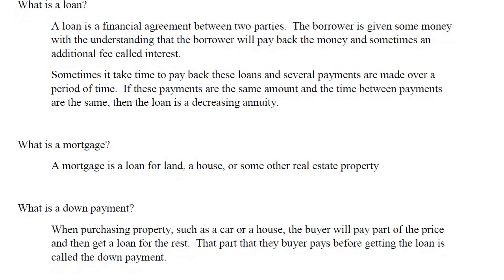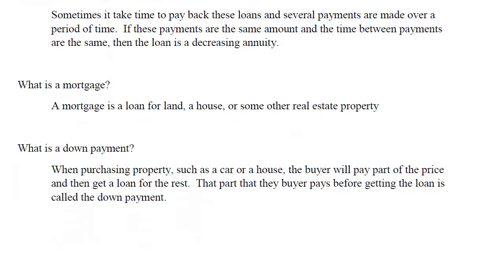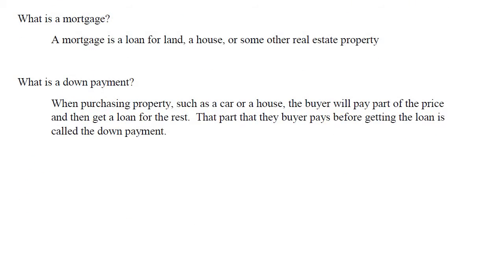So now let's take a look at what a mortgage is. A mortgage is a loan for land, a house, or some other real estate property. And then what is a down payment? When you're purchasing some property like a car or a house, many times the buyer will pay part of the price up front and then get a loan for the rest. That part of the price that the buyer pays up front, before getting the loan, is called the down payment.